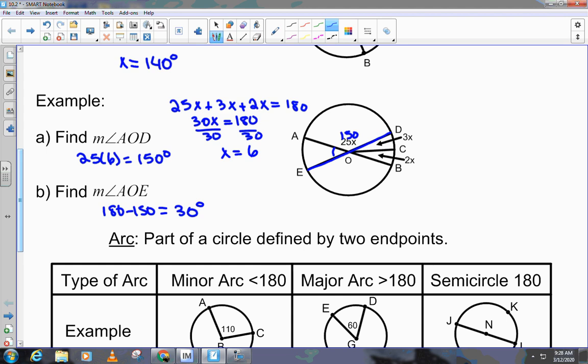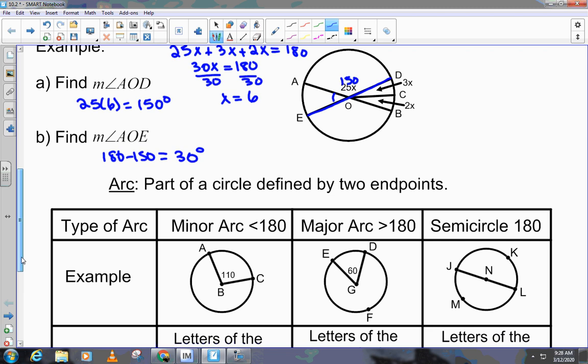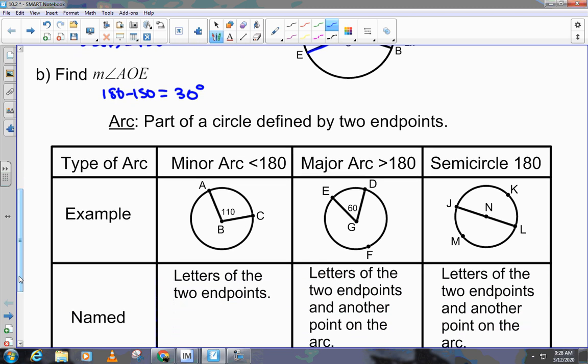Okay, now the next thing we want to talk about is what an arc is. And an arc is part of the circle, okay? Defined by two endpoints. So this right here is an arc. It goes from one point to another. That's an arc, okay? An arc is measured in degrees, just like angles are measured in degrees. And all the degrees of an arc equals 360. Just like if you were to add up all the central angles, it equals 360. All the arcs do, and you'll see why here in just a second.